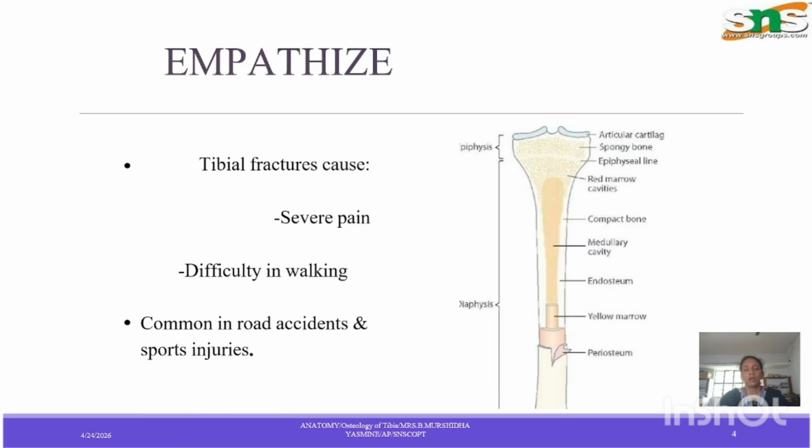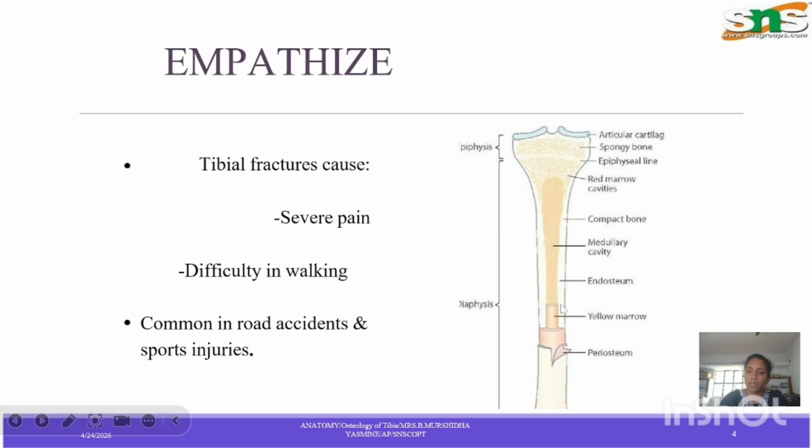So what is the need to study the tibia bone? In case of tibial fractures, which cause severe pain in the shin compartment, there will be difficulty in walking. So tibial fractures are most common in road traffic accidents, and also in some vigorous sports injuries.